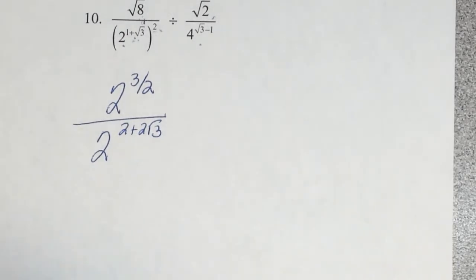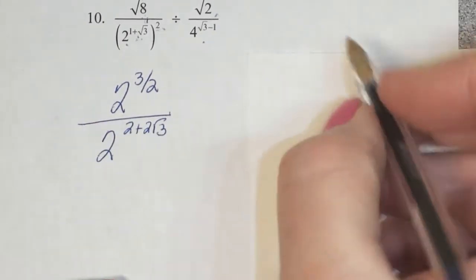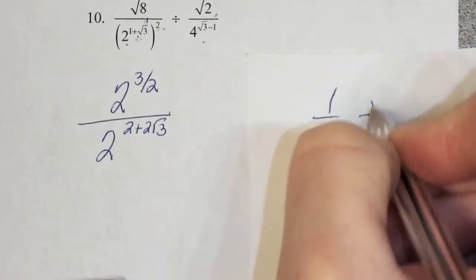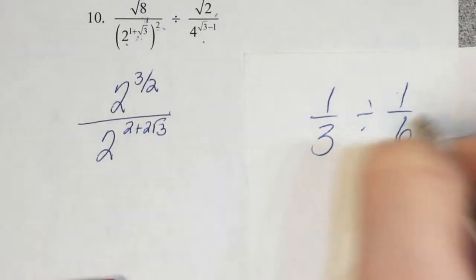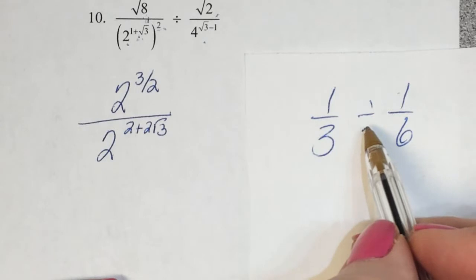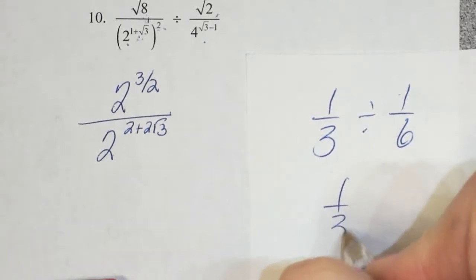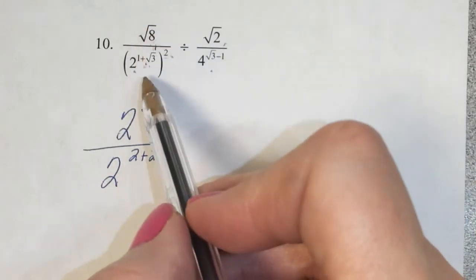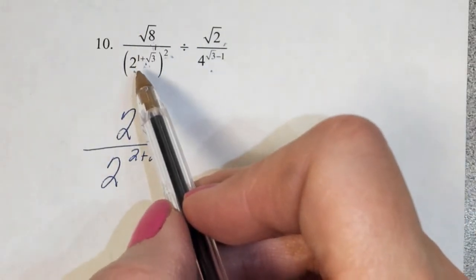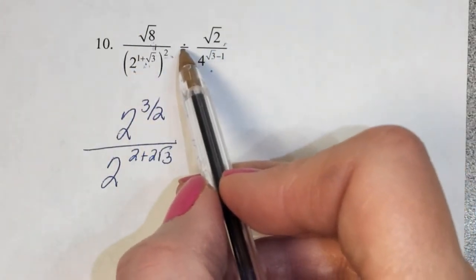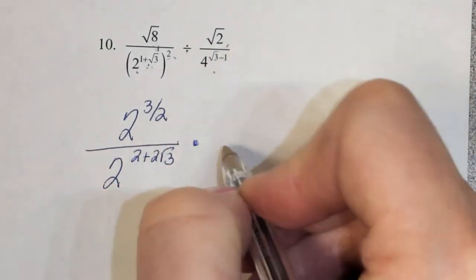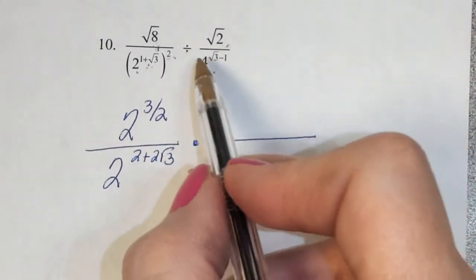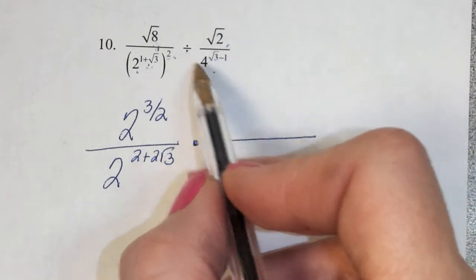All right, guys, let's think about this for a minute. We are dividing. So if I gave you 1/3 divided by 1/6, what would you do? You would do 1/3 times 6, right? Okay? This is the same thing. It's something a lot more difficult, but what am I going to do? I'm going to change this to multiplication, right? So this is now going to go to the top, and this is going to go to the bottom.